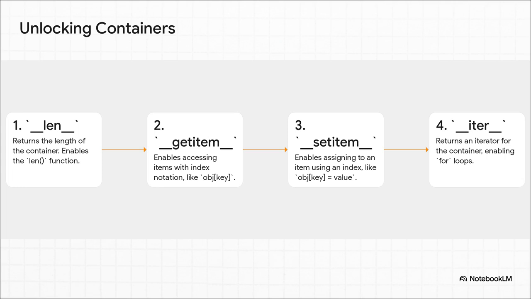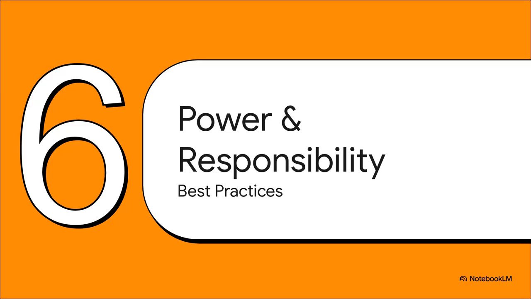__len__ hooks into the len function. __getitem__ unlocks reading items with square brackets. __setitem__ unlocks writing items with them. And finally, the big one, __iter__, makes our object iterable, which means for loops just magically start working. So as you can see, these methods give you an incredible amount of power to make your classes feel intuitive.